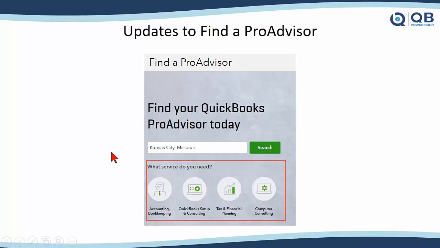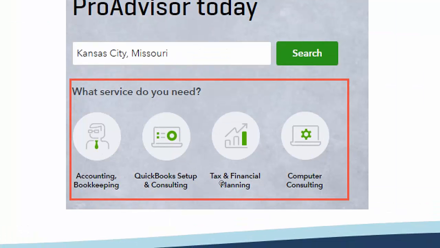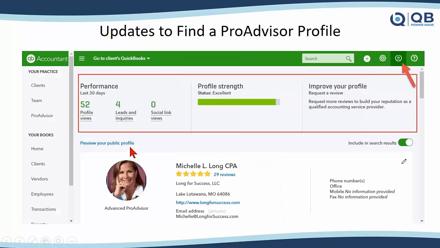A couple of other changes that we had is in the Find a Pro Advisor area. They are emphasizing now helping clients. So if a client logs in to search for a pro, instead of just searching by location, they can choose what service they're looking for. So it's important for you to go update your profile and put out there what services you're providing. If somebody's looking for specific services, you've indicated on your profile that you provide those services. So make sure you update your Find a Pro Advisor profile.